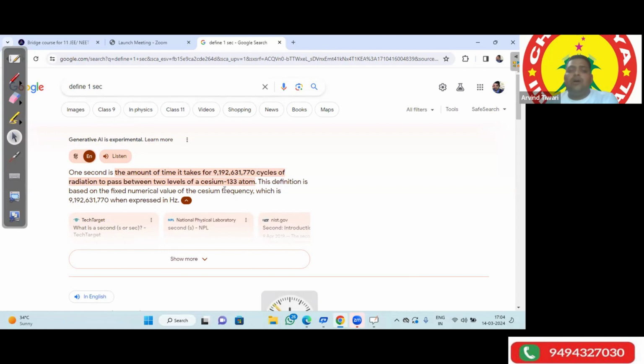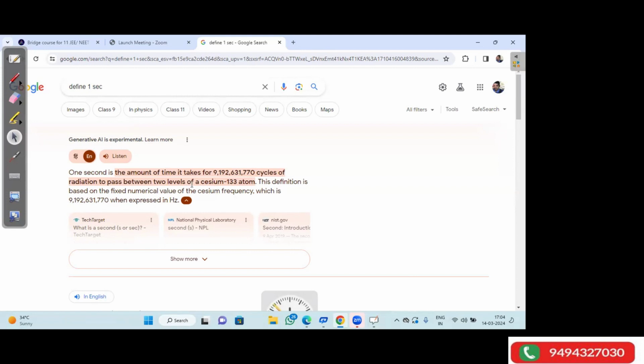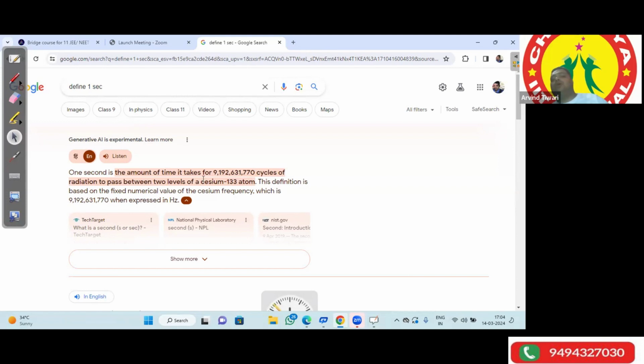So 1 second actually means 9192631770 transitions of the cesium-133 atom. If the cesium-133 atom radiates, and you count these radiations, and the number of radiations is 9192631770, then that interval of time will be called 1 second. I hope you have understood this definition of 1 second. This is the most appropriate clock being used. Got it?